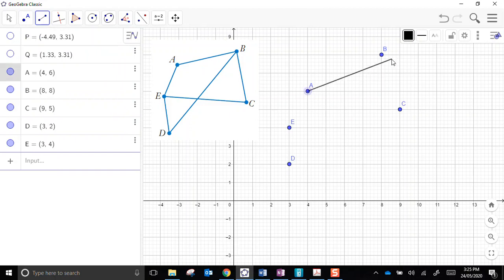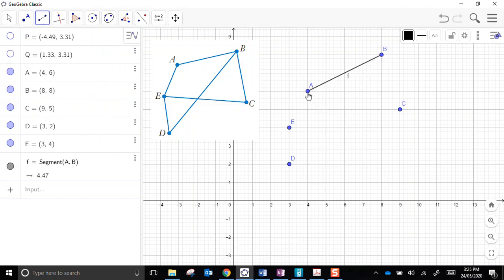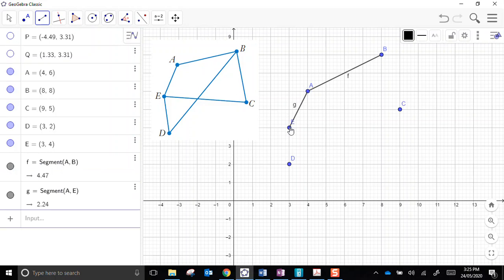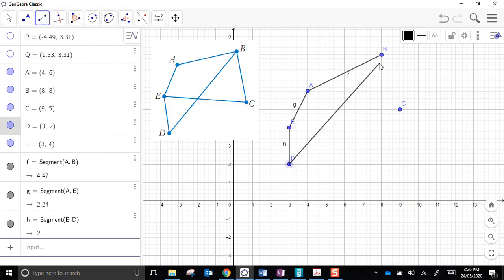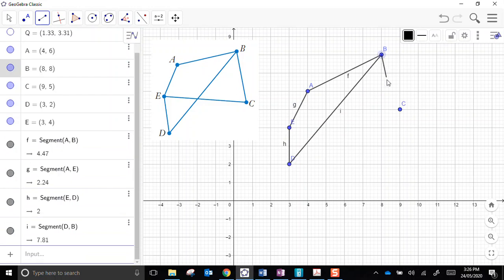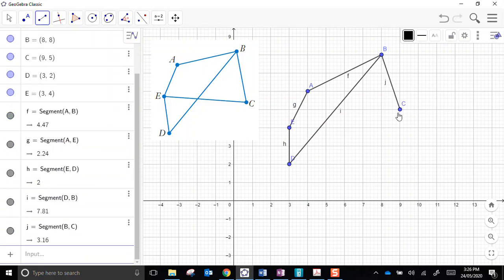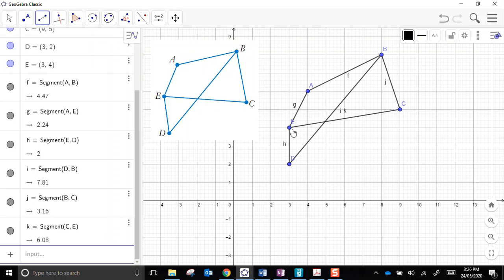These are our edges. So A to B, then A to E, E to D, D over there to B, B to C, and C to E. Now, so what? I've got the same thing drawn.